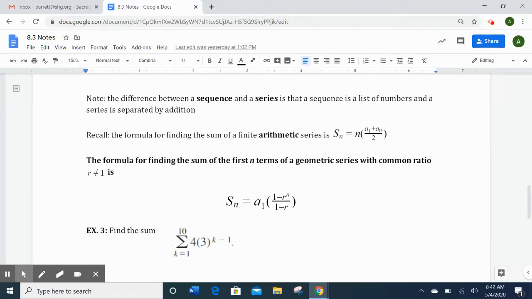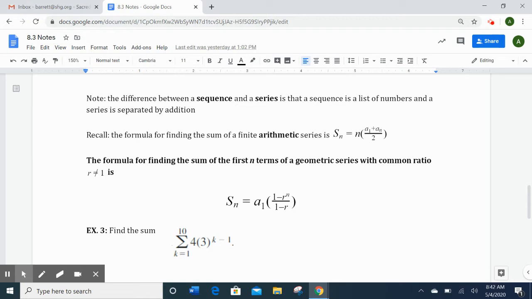So a couple of notes. The first, the difference between a sequence and a series, I think you've heard that before, is that a sequence is just a list of numbers and a series is separated by addition. And then recall last week, the formula for finding the sum of a finite arithmetic sequence is right there, just so you have it on paper.